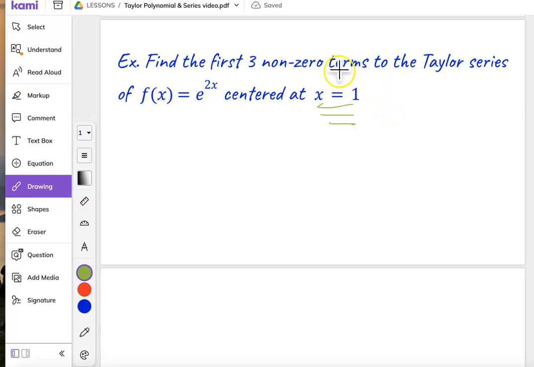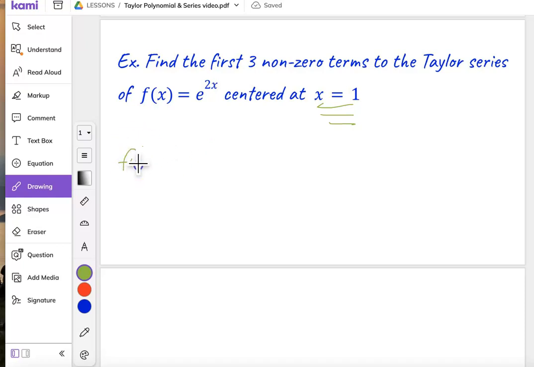Now, because we're centering the series at x equals 1, we can't use those shortcuts that you learned about with our Maclaurin series. The e to the x Maclaurin series cannot be specifically used here to find these first three non-zero terms. You don't want to go down that route. So we're just going to have to find and evaluate this function and its first two derivatives to get the first three non-zero terms of this Taylor series.